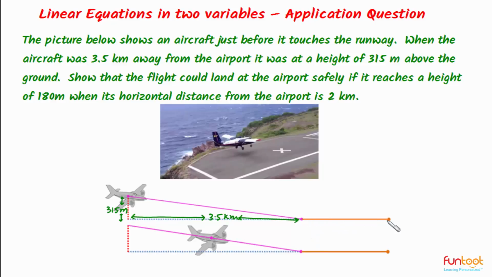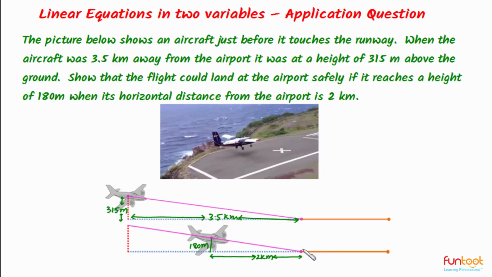And the orange line shown in the schematic diagram is the runway. So we have to show here that while coming down, if the aircraft is at a height of 180 meters when its distance from the point of touchdown on the runway is 2 kilometers, then the aircraft would be able to land safely on the runway.